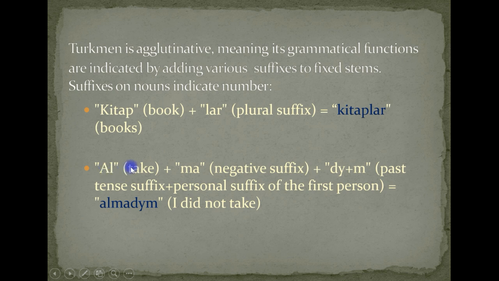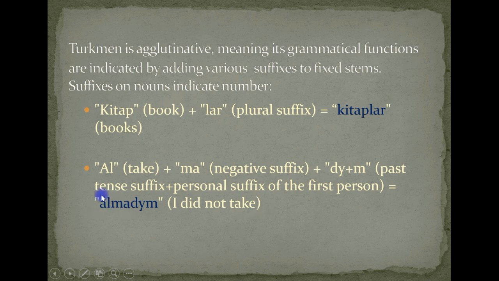Al is a verb, an imperative form of the verb, al, take. Ma is a negative suffix. Alma means do not take. Di is a past tense suffix, and m, personal suffix of the first person. So, almadım, I didn't take.